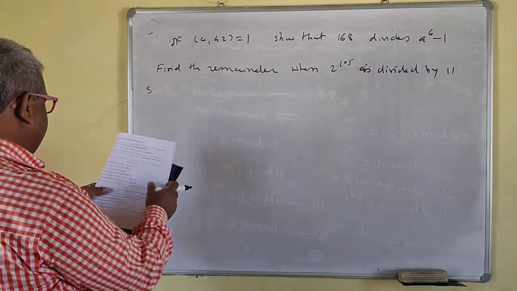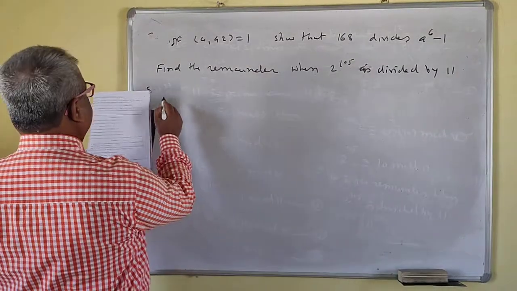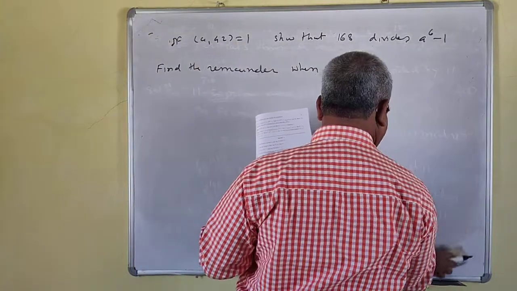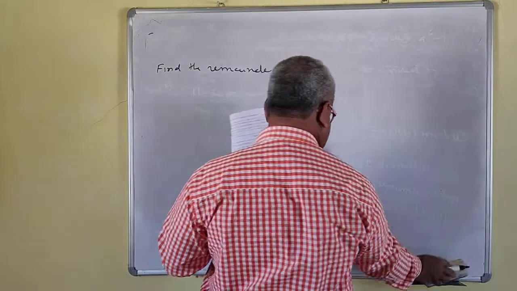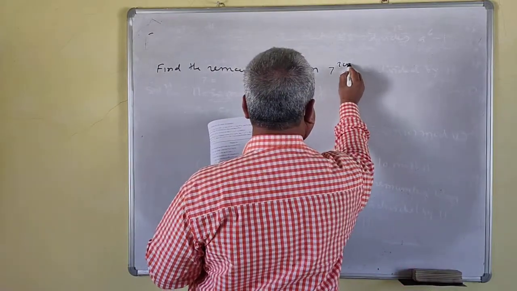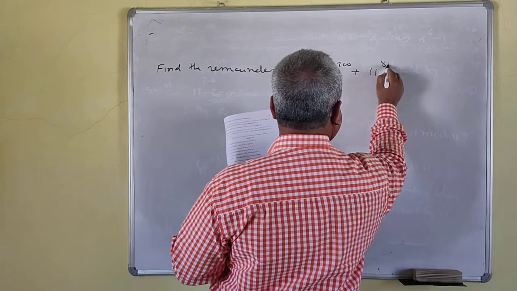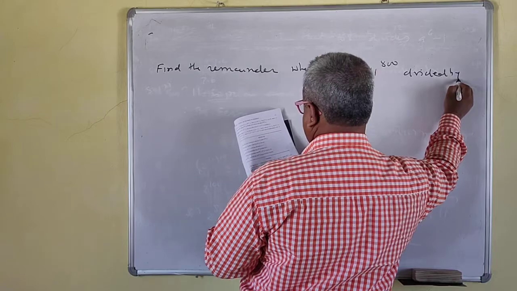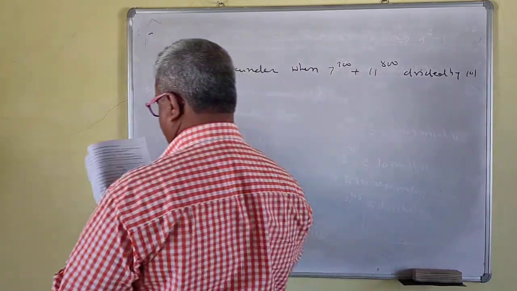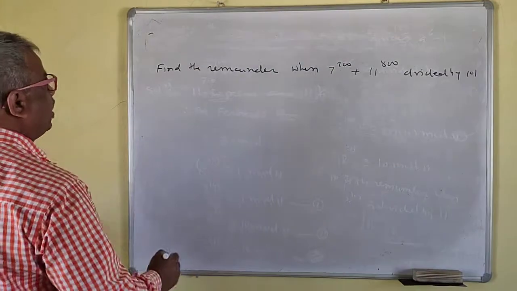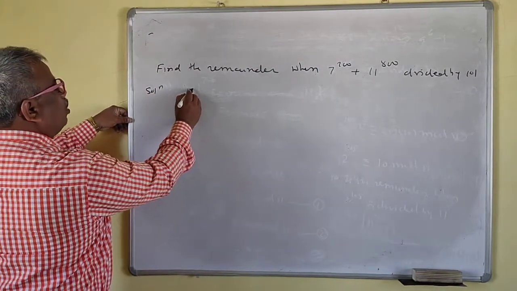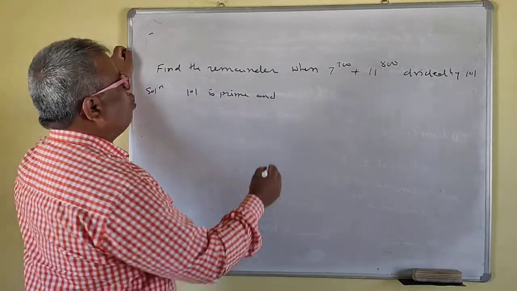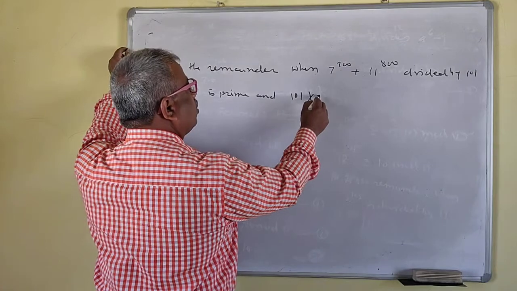Now we take the next one. Find the remainder when 7 raised to 200 plus 11 raised to 800 is divided by 101. So 101 is also prime. Solution: 101 is prime and 101 does not divide 7.